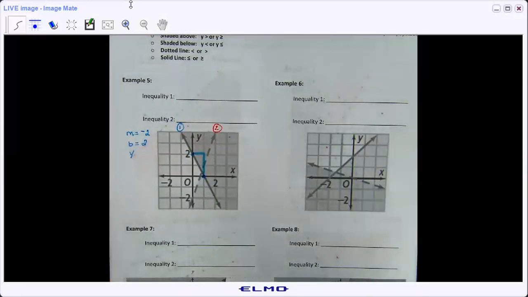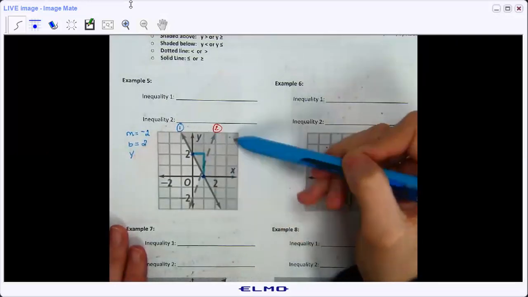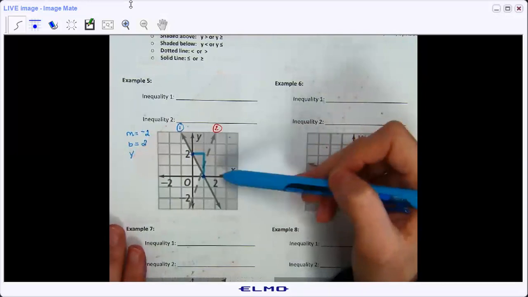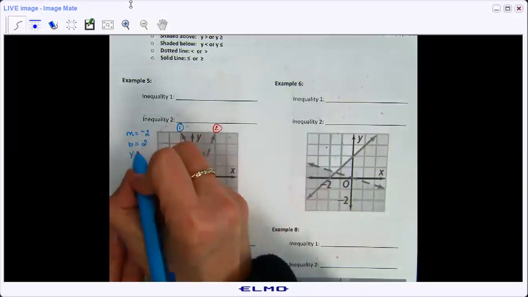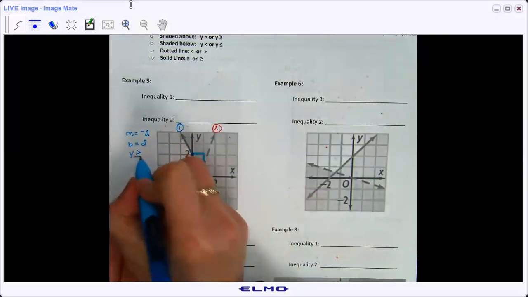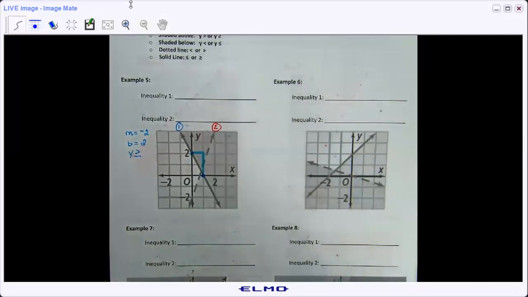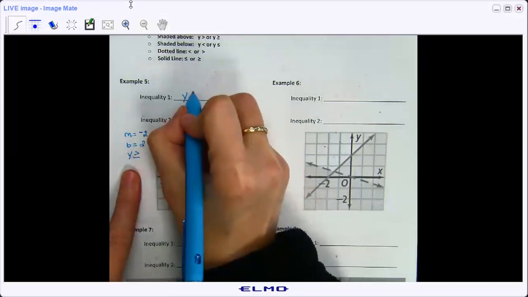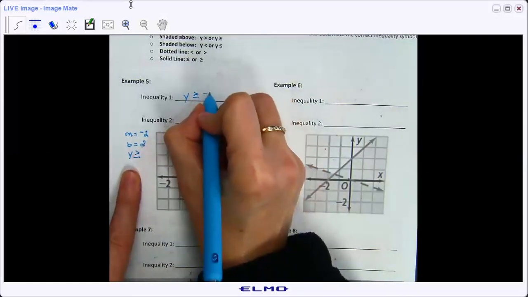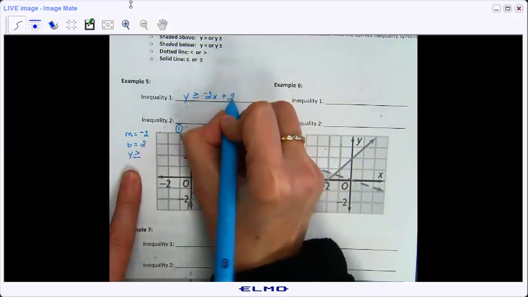All right, any questions so far? Okay, now I have to look at my shading. My shading is in this direction, so I see that it is above the line. So I know that y is going to be greater. I also see that my line is solid, so that means it's going to be also equal to. Then I just put all those pieces of information together, starting with y is greater than or equal to, and then my slope comes next in slope-intercept form, so -2x, and then my y-intercept comes last, +2, okay?